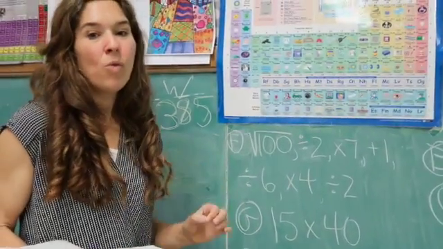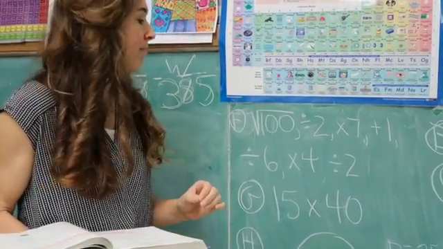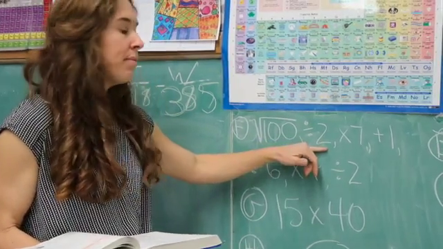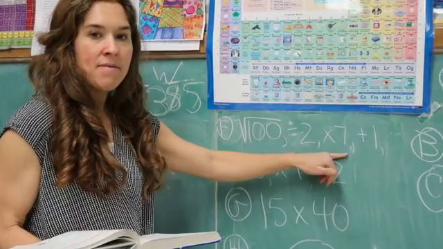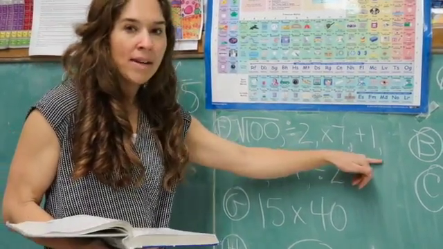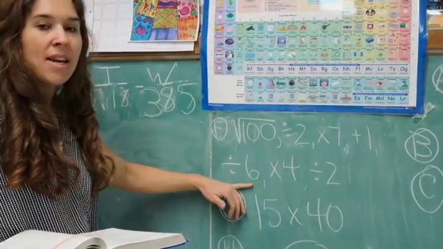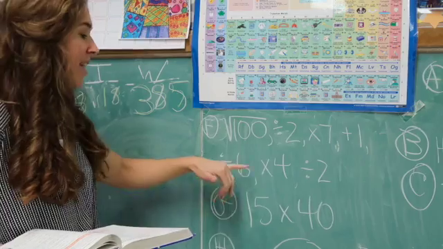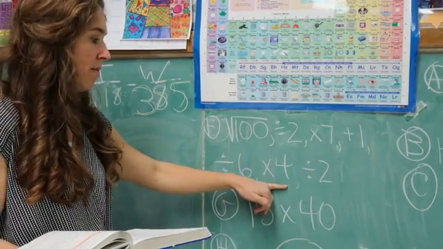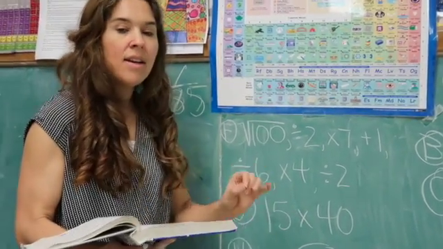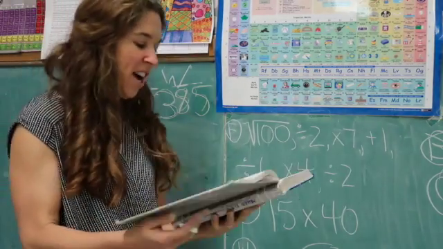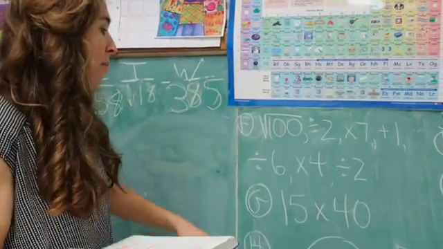Let's start out with the square root of 100. You've got it? Now divide that in half. Multiply that by 7 and add 1. Now take that number you have and divide by 6. Take that number and multiply by 4. And then divide by 2. If you said 12, you are correct. Great job.